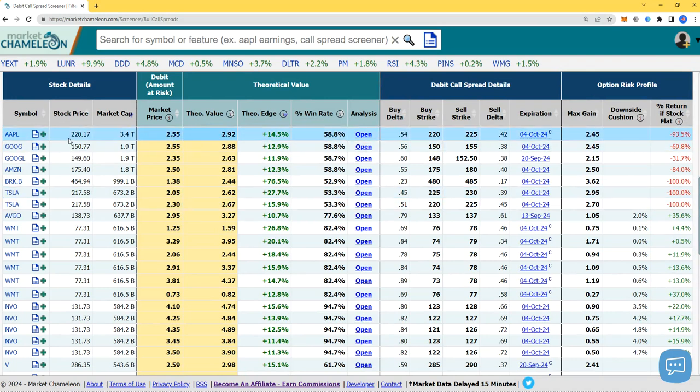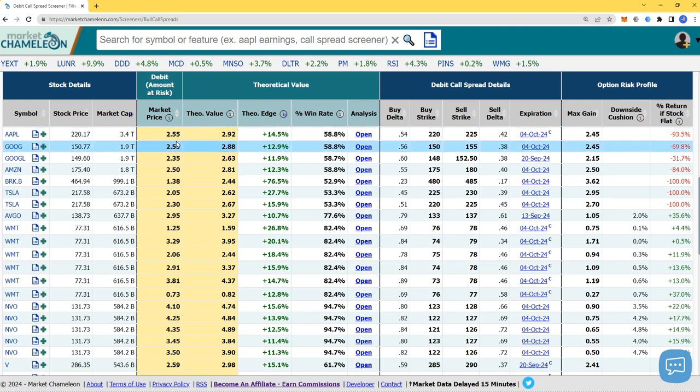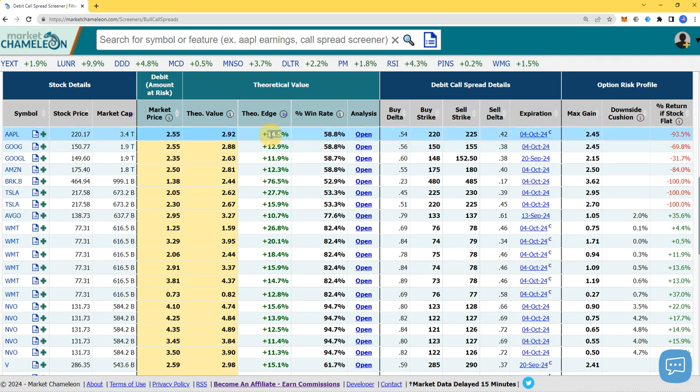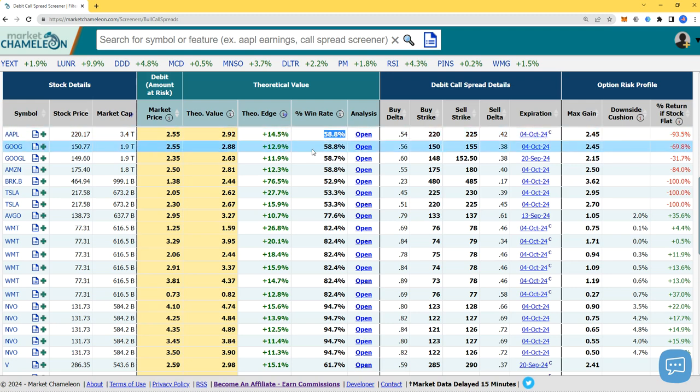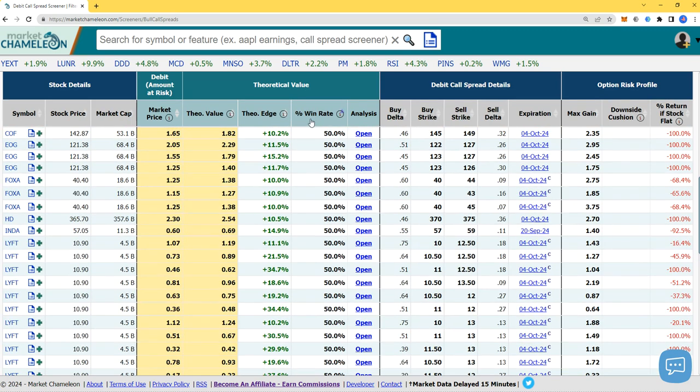We got ourselves Apple for the example. Price today $220. It filters by market cap right here. And it tells you theoretical edge 14.5%, win rate 58%, for October 2nd. I don't want over 50%, I want the highest. So I'm gonna filter this one. I'm gonna click on the win rate twice because I want the highest win rate.